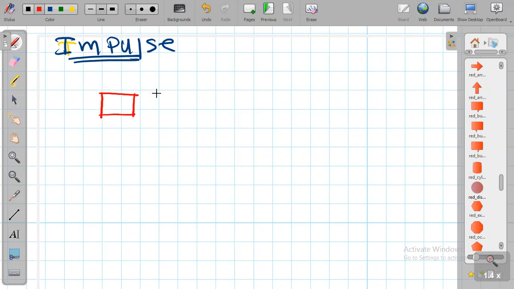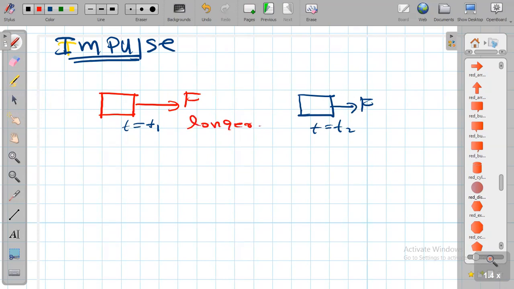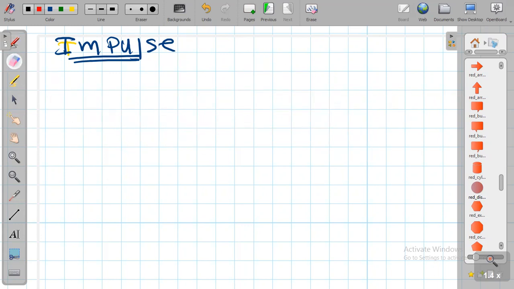Normally, we apply a certain force on an object for a longer period of time to drag it or whatever, starting from time t1 to some t2, long enough. That's called regular application of force. So it gets accelerated and things happen normally. But impulse is not like this. Impulse is a really sudden thing.